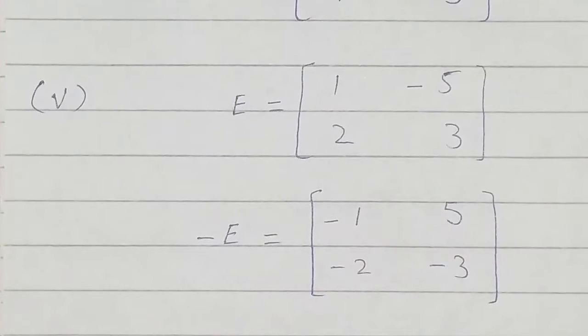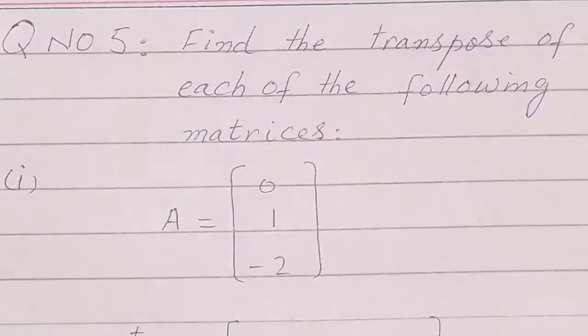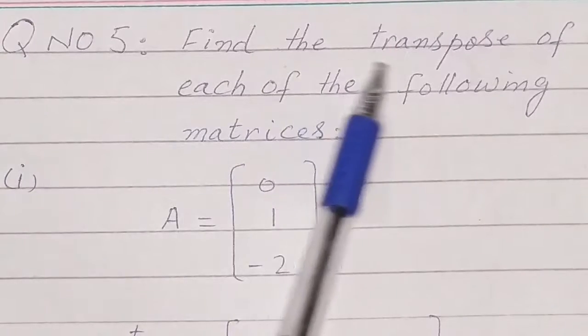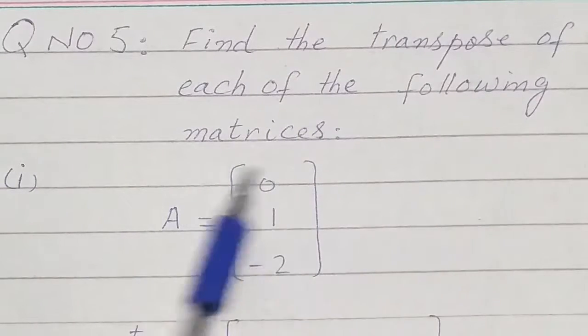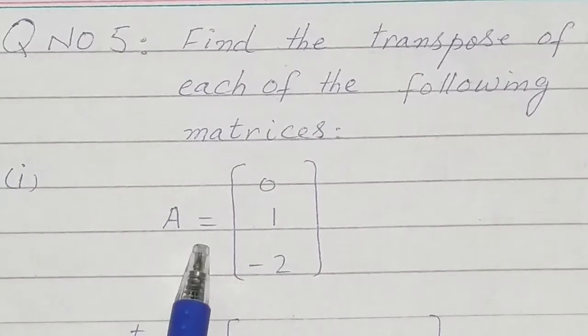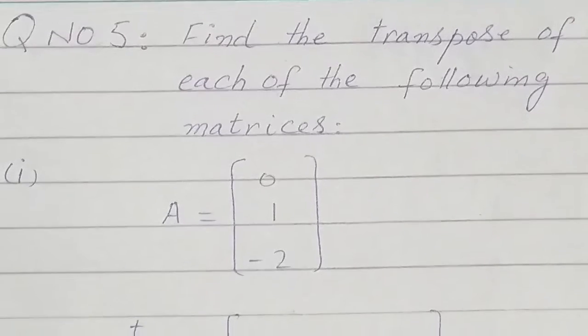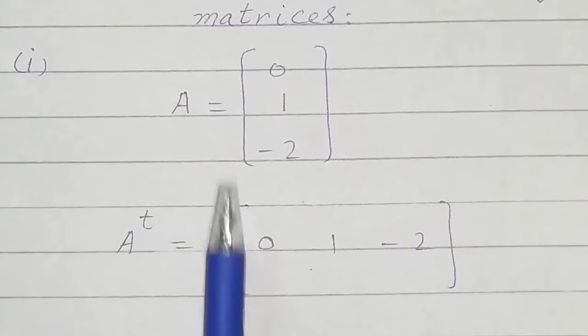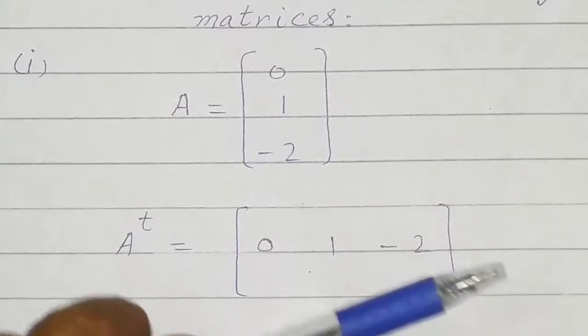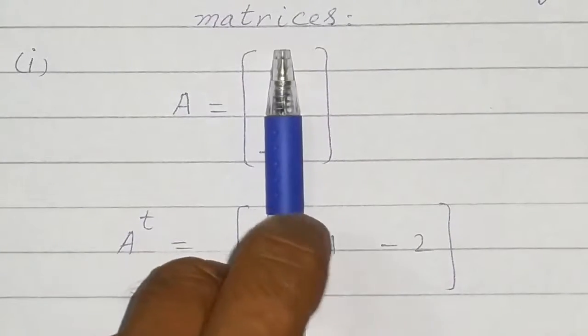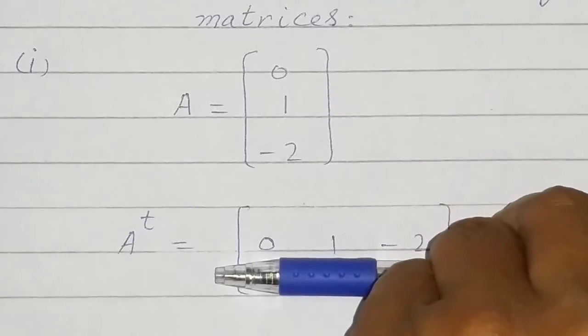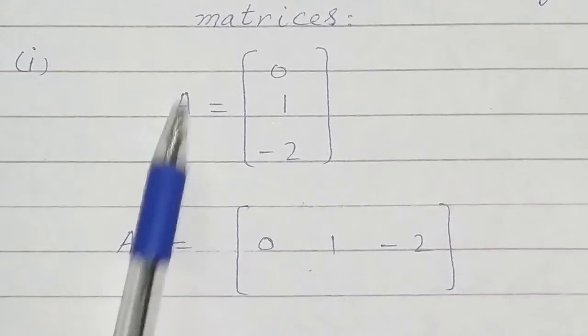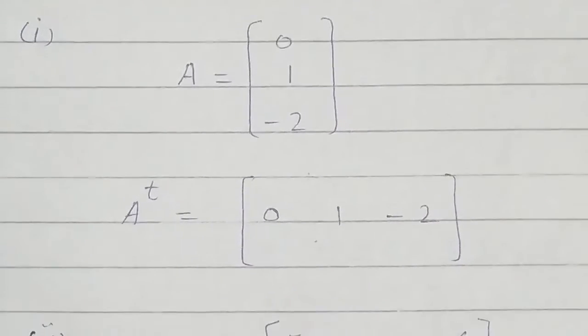Now we go to the next question. Question number 5. Find the transpose of each of the following matrices. Here we have A. Transpose means that we change column into row. Here is a column and we have made a row of it. So it's called transpose.